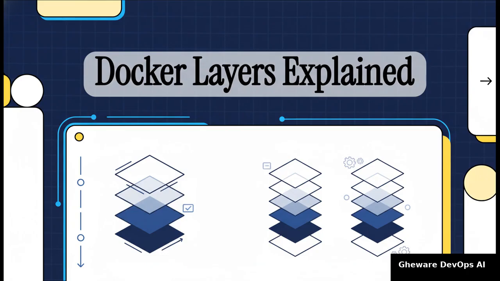Welcome to the Explainer. Today, we're going to transform your slow, oversized Docker images into some seriously lean, mean, production-ready machines. Let's get right into it.